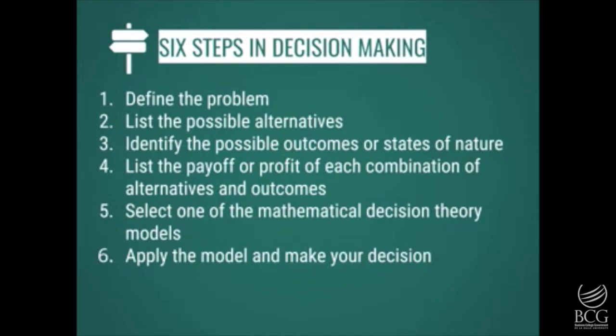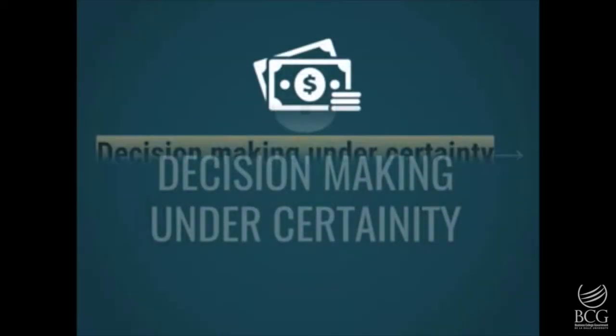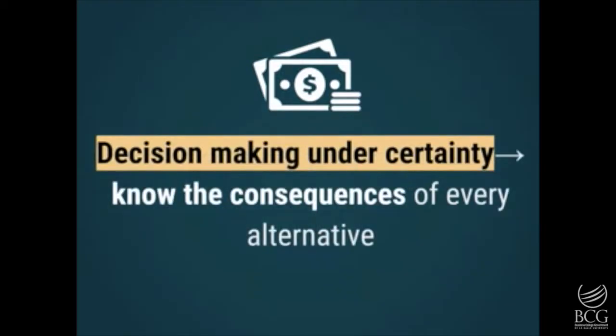Now that we know the steps, let us proceed to the 3 types of decision-making environment. The first type is decision-making under certainty. Here, decision makers know the consequences of every alternative or decision choice.